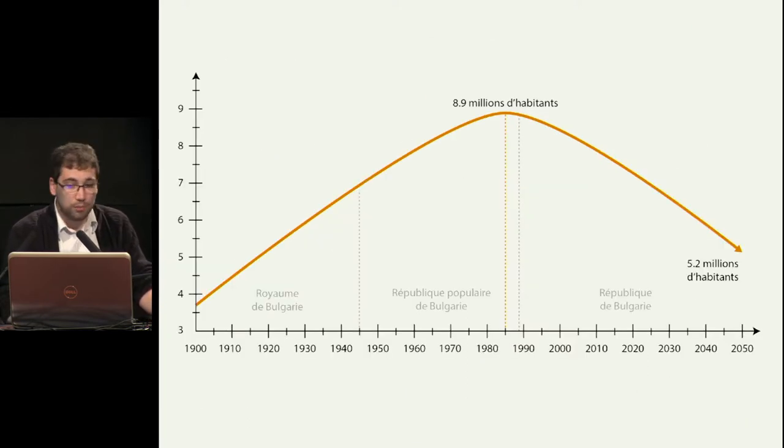Bulgaria's maximum was 9 million population. In the mid-1980s, a little before the collapse of the Soviet Union, it underwent a long period of demographic loss, losing almost a quarter of its population. So we moved from a country of 9 million to about 5.2 million people. So there's a big demographic loss, which is very, very marked. The worst in Europe, and perhaps in the top five in the entire world.